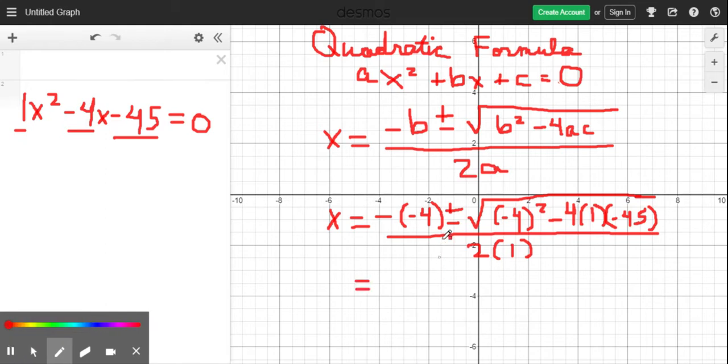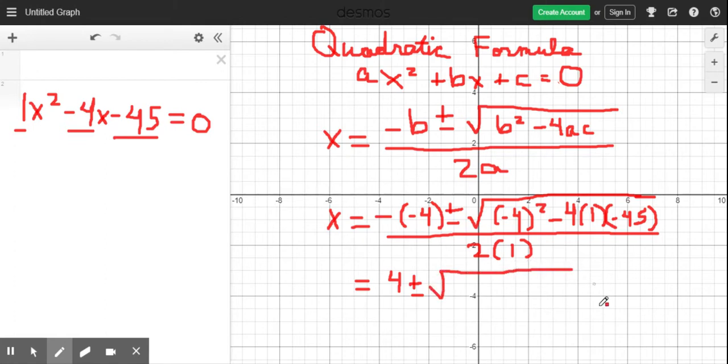So simplifying further, we have minus a negative on the 4. Minus a negative is positive. Plus or minus, and be really careful about your signs here. So we have -4 squared. The negative is within the parentheses, so the negative gets squared as well as the 4. So we've got a 16 there.